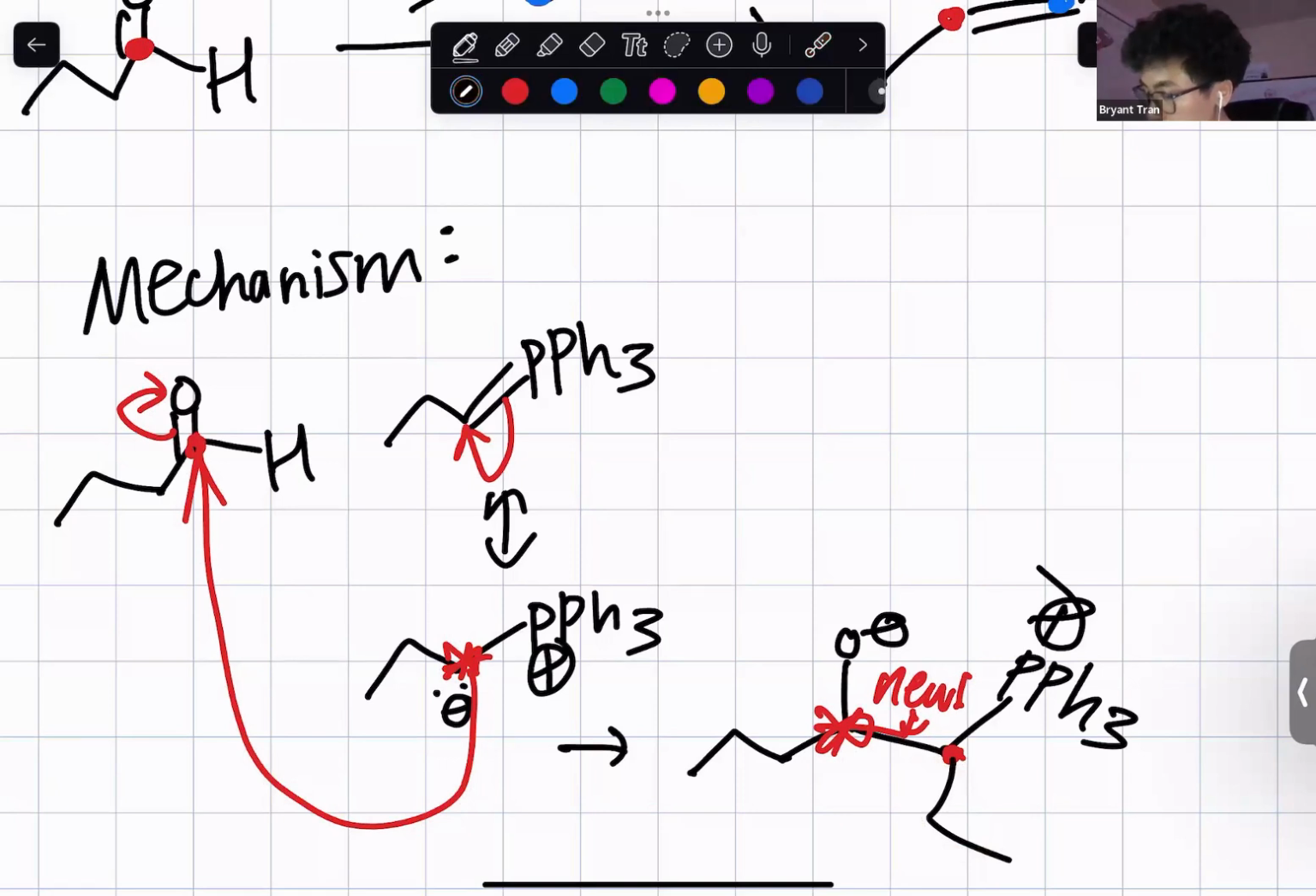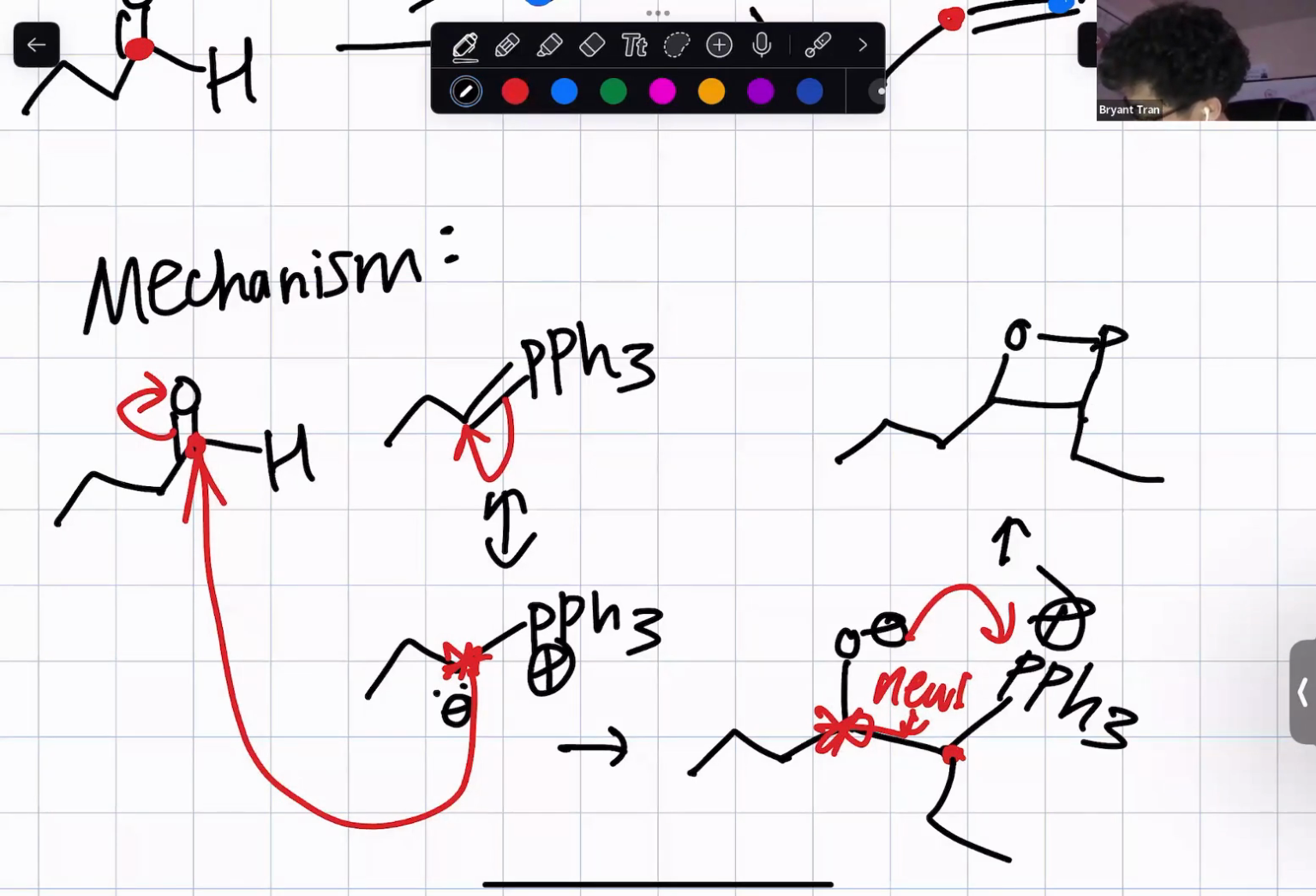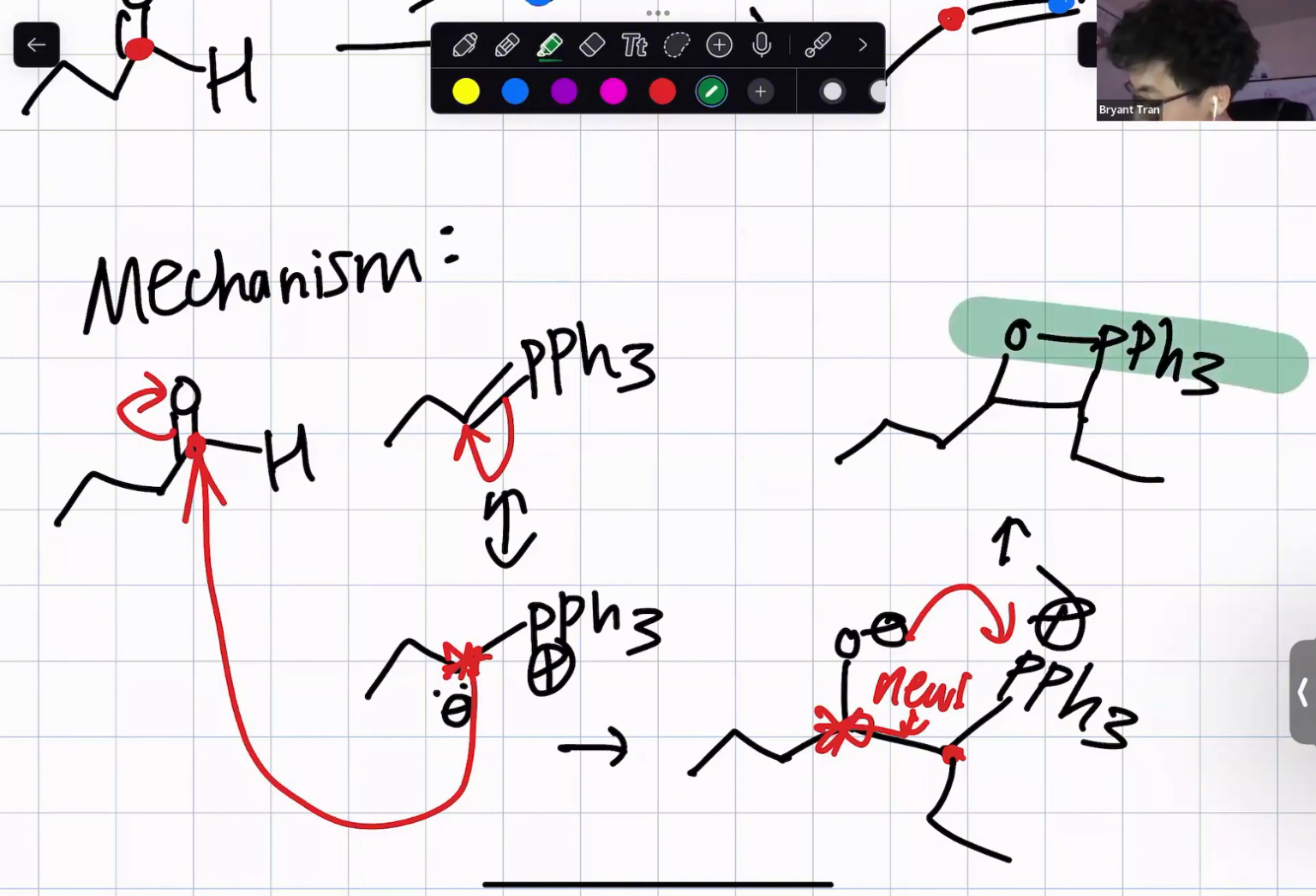Okay, now the next step here is that this O- here is going to attack the positive phosphorus to create this box, this ring. Okay, now from here, right, think of this group here as very much wanting to leave the molecule right away. So we're going to make a double bond between the oxygen and phosphorus like that. And that's going to break this bond here, creating a double bond right there. And that leads us to our final answer.